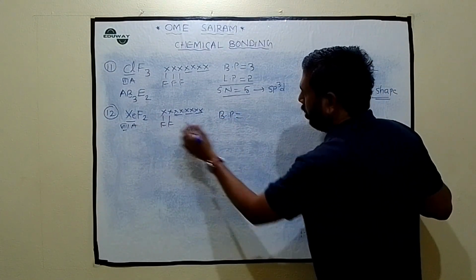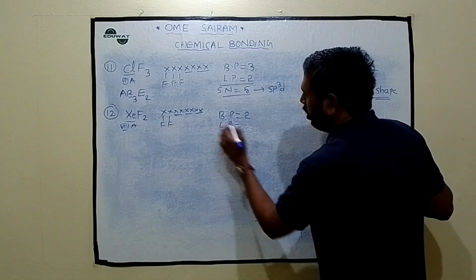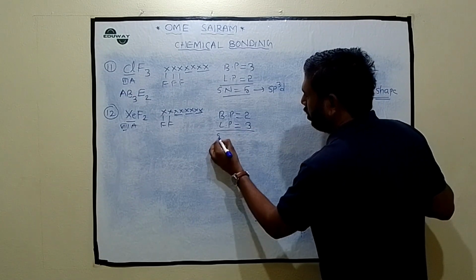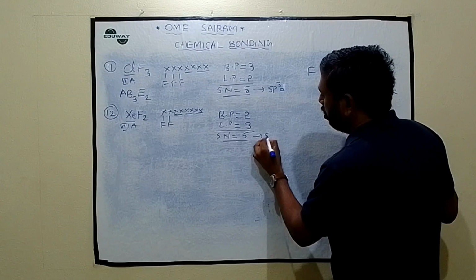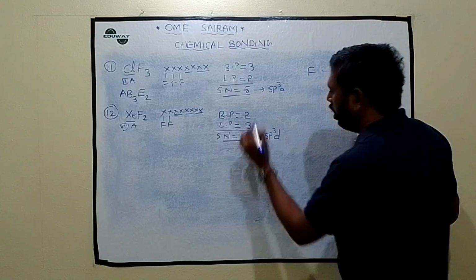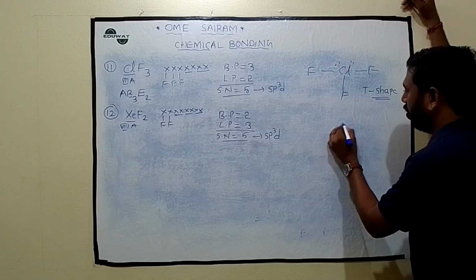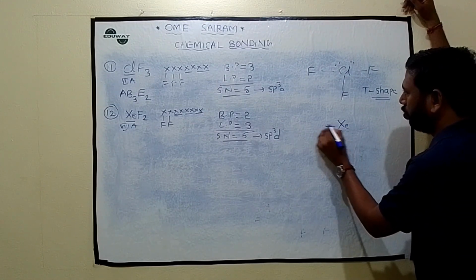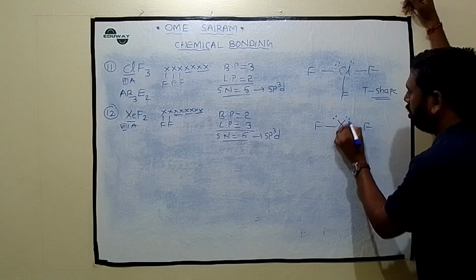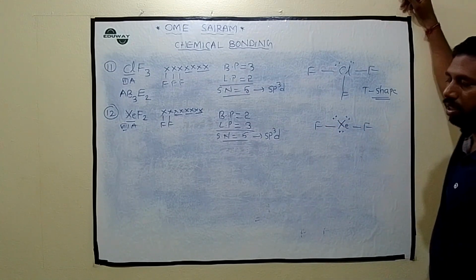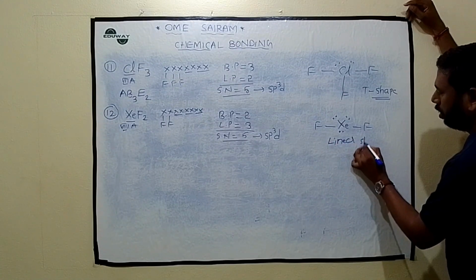So how many bond pairs? 2 bond pairs. How many lone pairs? 1, 2, 3. 3 lone pairs. Steric number 2 plus 3, 5. So it should be sp3d hybridization. When we observe the structure, xenon is forming 2 bonds with 2 fluorine atoms, and it has 3 lone pairs. It is a linear shape.